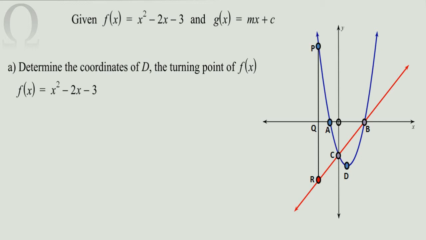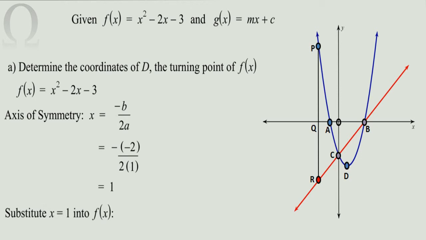Therefore, to determine the turning point of f(x), we will first determine the axis of symmetry for the function, using the equation x = -b/2a. The value of a is 1, since the coefficient of the x² term is 1. The value of b is -2. Substituting these values in, the axis of symmetry for f(x) is given by x = 1. To find the turning point, substitute this value of x into f(x). The turning point of f(x) is therefore the point (1; -4).